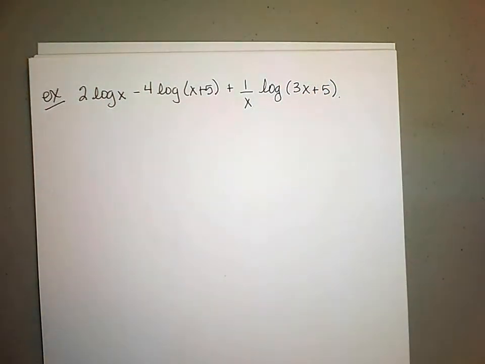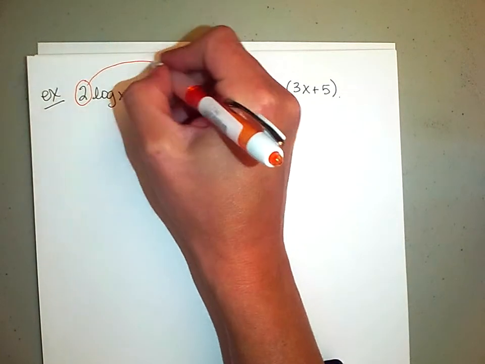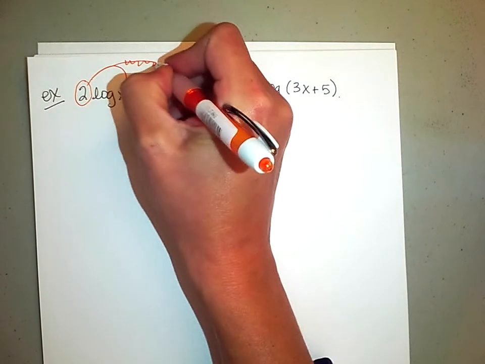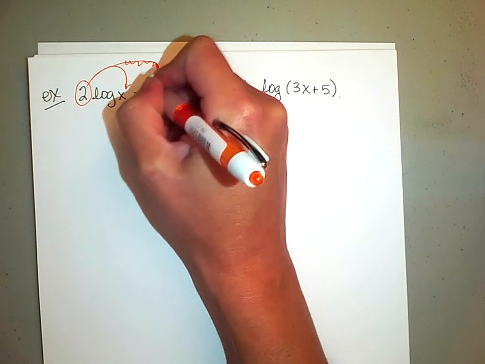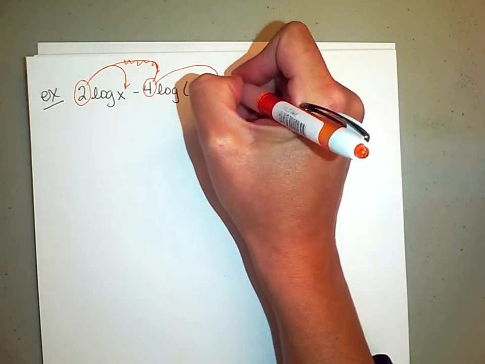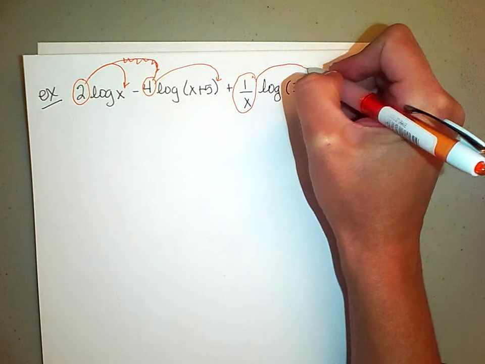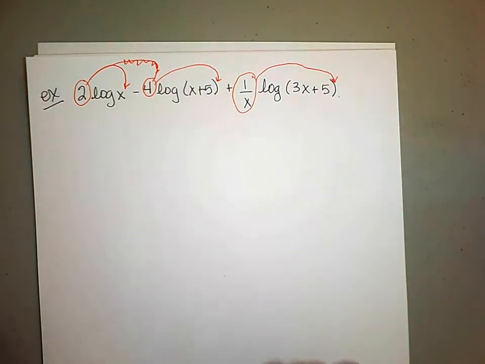Now, let's apply the power rule first of all. Okay. So this 2 can come up to here. This 4 can come up to here. And this 1 over x can come up to here. So let's see how that looks now.